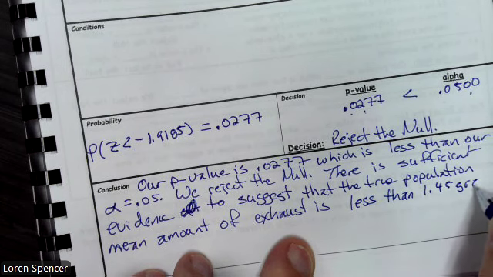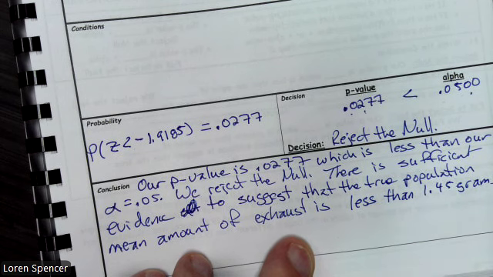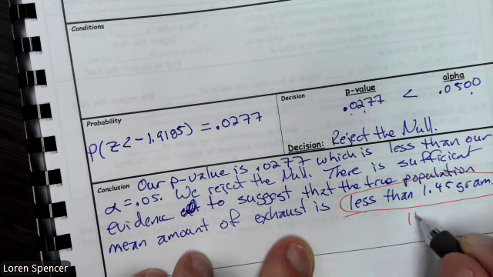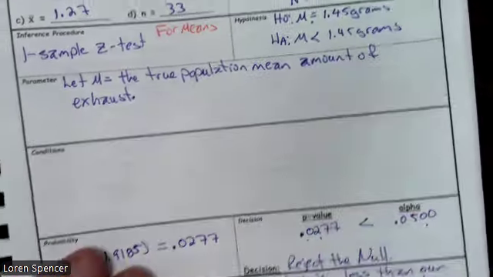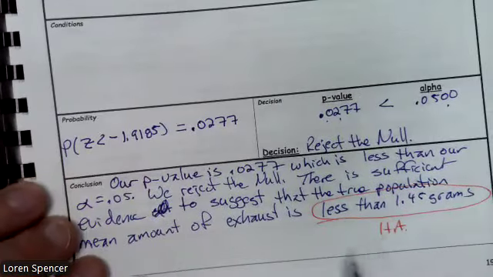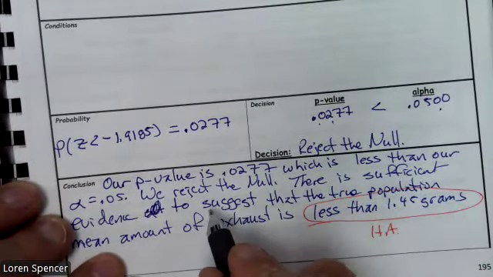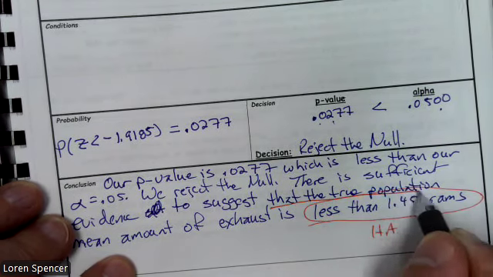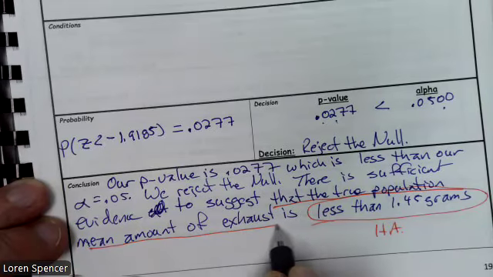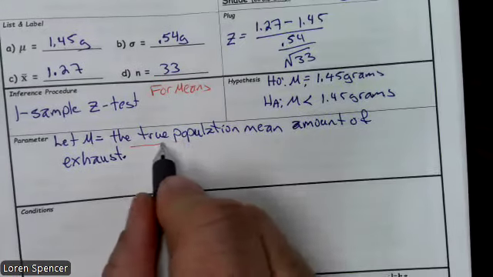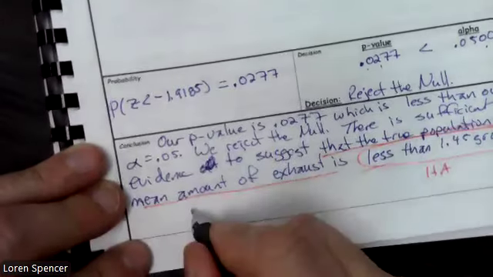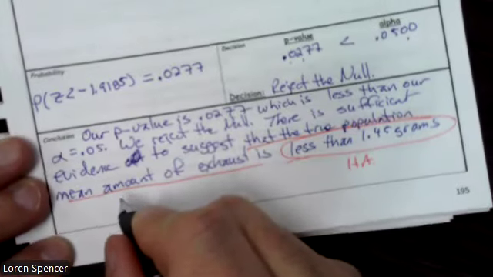All right, I want to talk about this real quickly. This right there is our alternative hypothesis: less than 1.45 grams. That's what it is. This right here, the true population mean amount of exhaust, is just our parameter. So this is a restatement of our parameter.